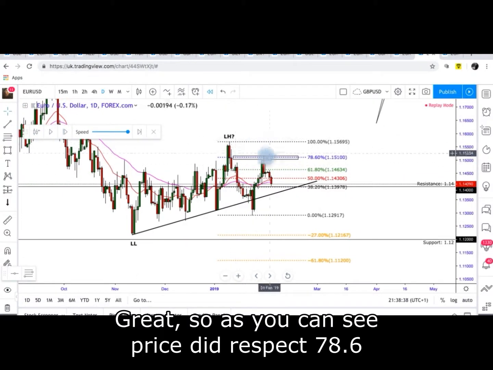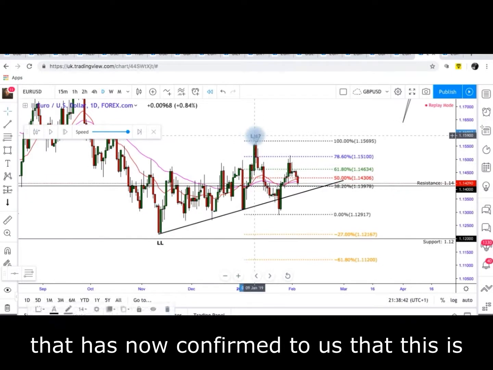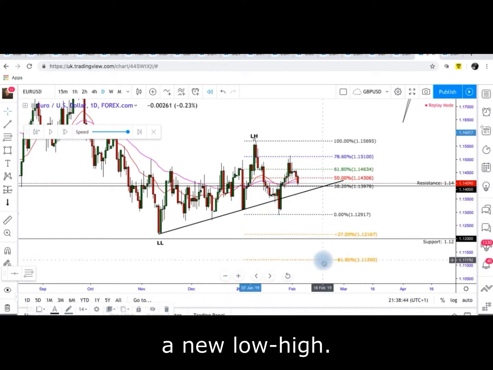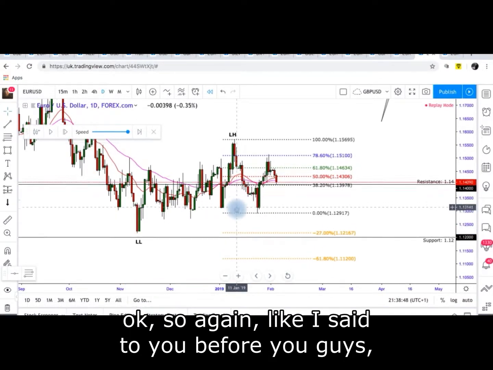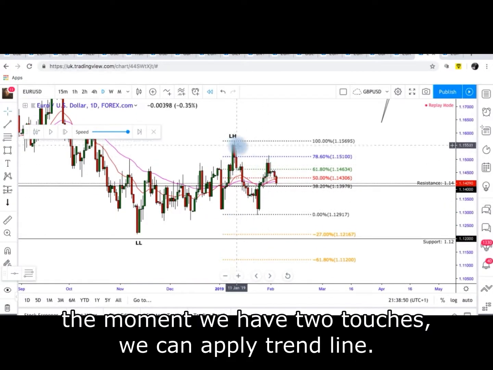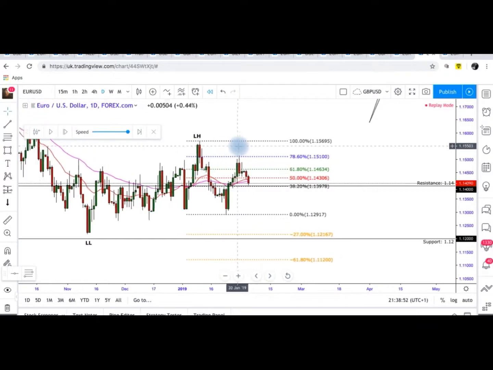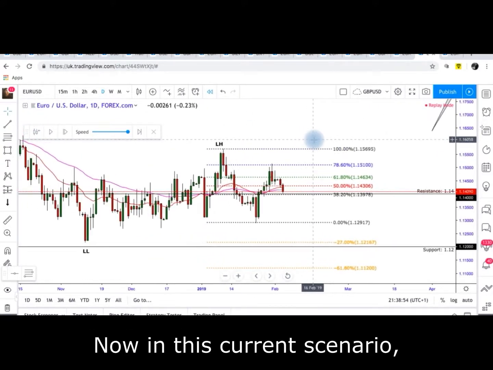Great. So as you can see, price did respect the 78.6. So that has now confirmed to us that this is our new lower high. Okay. So again, like I said to you before, the moment we have two touches, we can apply a trend line.